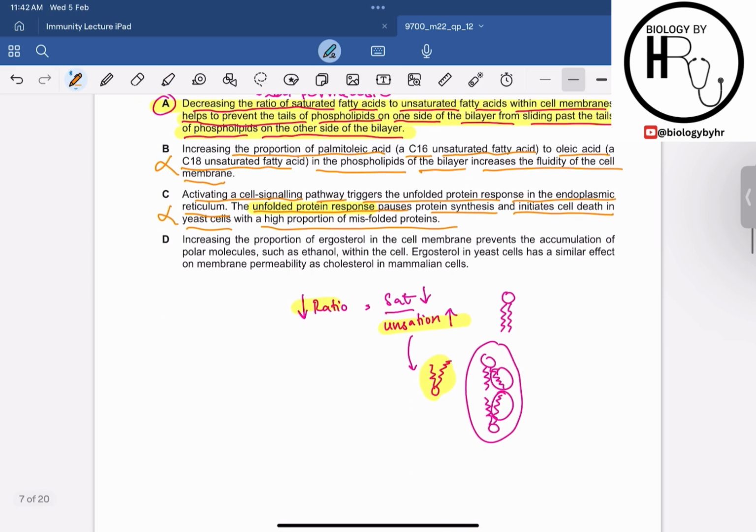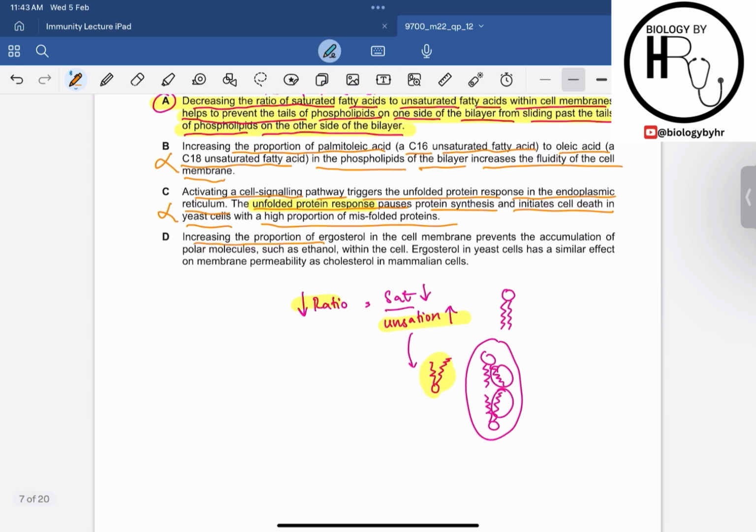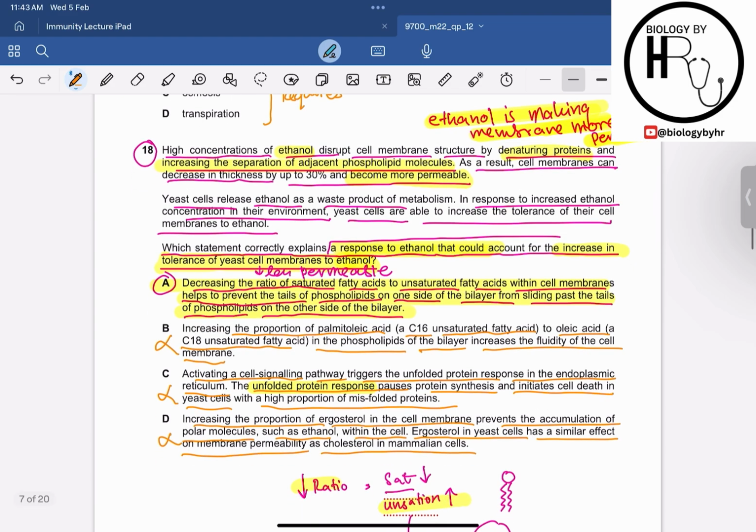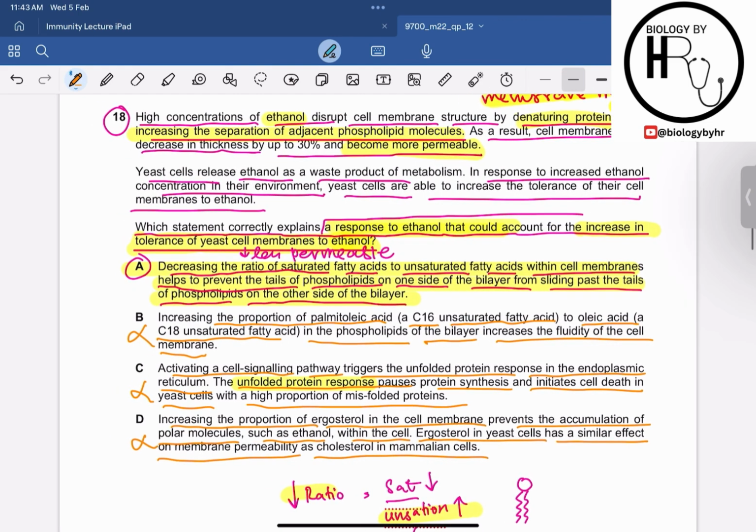Now option D says increasing the proportion of ergosterol in the cell membrane prevents the accumulation of polar molecules such as ethanol within the cell. Ergosterol in yeast cells has a similar effect on membrane permeability as cholesterol in the mammalian cell, so ergosterol stabilizes the membrane similar to cholesterol in the animal cell. This is correct, however, the yeast cell usually decreases ergosterol levels in response to ethanol stress, because too much ergosterol makes the membrane rigid, which ethanol can still penetrate. So this statement is also incorrect. I hope this very difficult MCQ is clear to all of you.